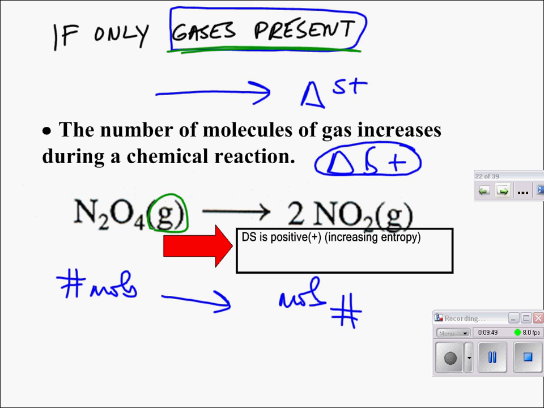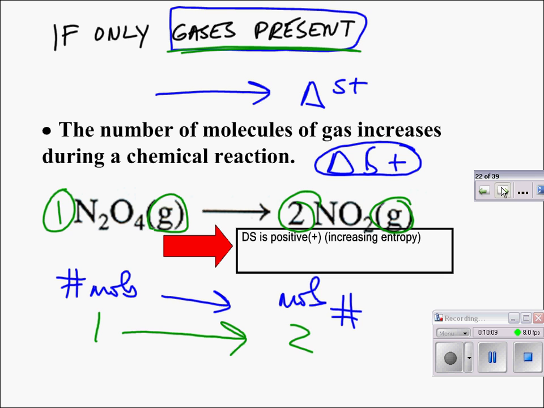So what I do is I look at the total number of moles. Number of moles on the left-hand side is 1. Coefficient right there technically is 1. 2 on the other side. If the number of moles increases from left to right, we say the delta S value is positive. If the number decreases, we say the delta S value is negative.